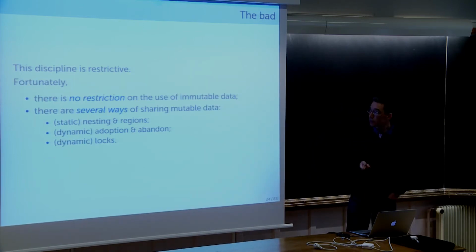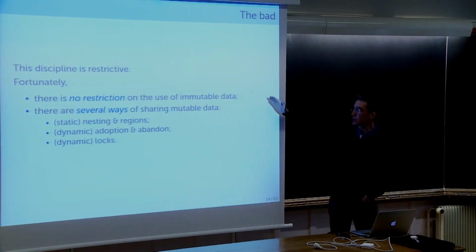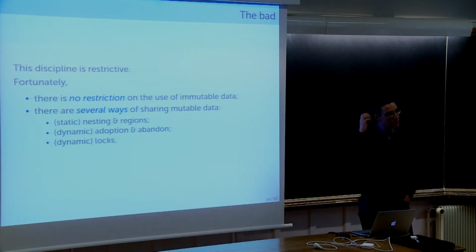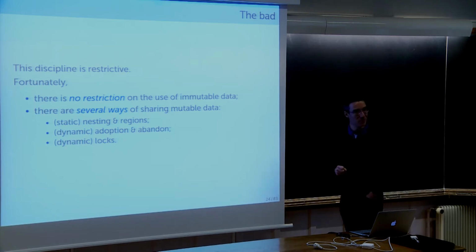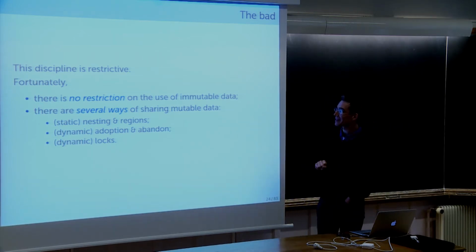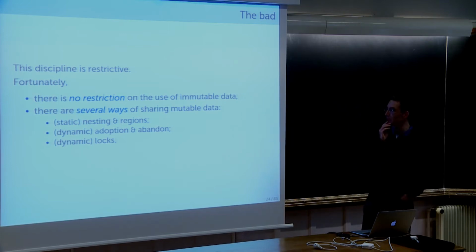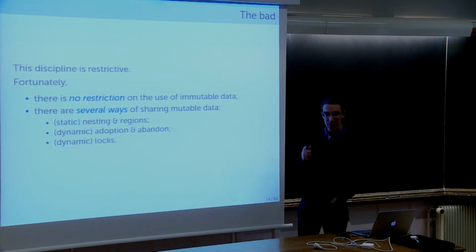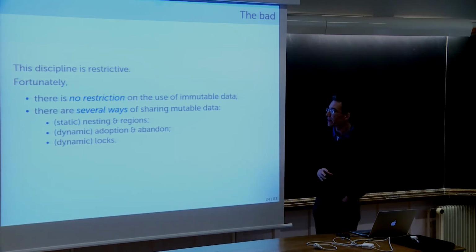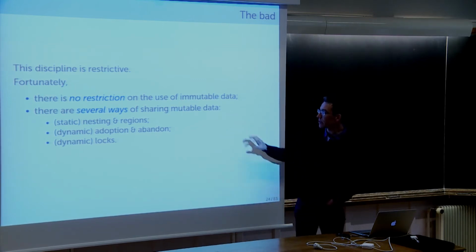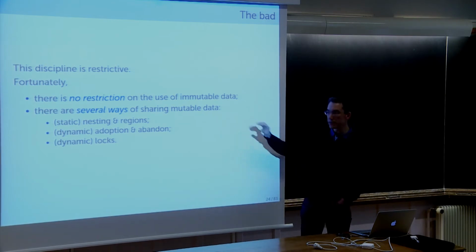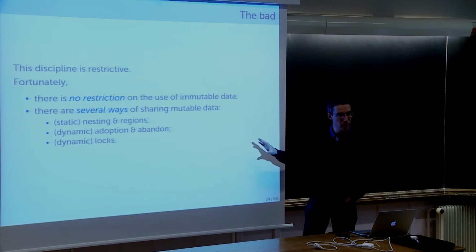So this is a rather restrictive discipline, as you may guess, mainly because it's not allowed to share mutable data by default. So one answer is that there is no restriction on immutable data. So if you're already convinced that functional programming is the way to go, then that's great, because you can just ignore the restriction and continue to program without mutable state. And otherwise, if you do need mutable state in a few places, then there are several ways which I will try to explain today, if time permits. Several ways of sharing mutable data.